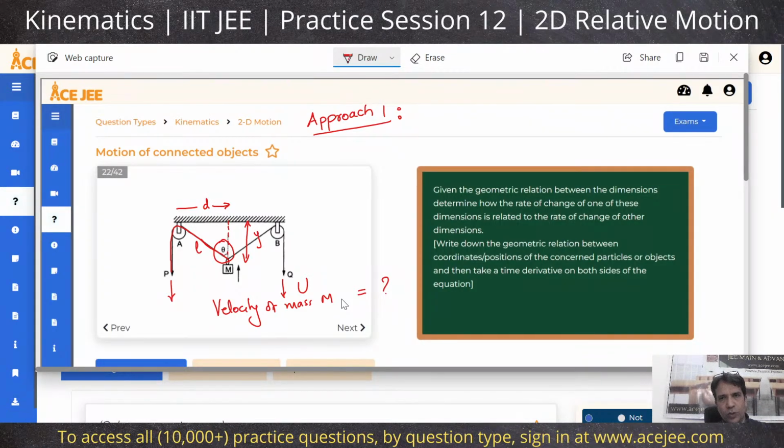P and Q are being moved downwards with constant velocity U. So we have to find the velocity of the mass in terms of the velocity of the rope, in terms of U and theta. In terms of U by cos theta. U by cos theta.